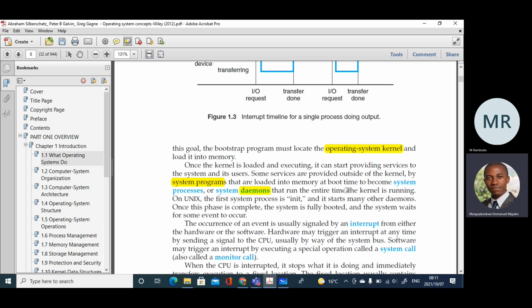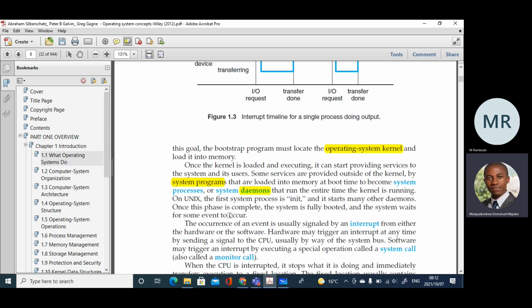So the kernel is the one that loads, I mean the bootstrap loads the program in memory, starting with the kernel. The kernel executes, and by executing, calls the other system programs, and these system programs become processes and or daemons, and they run for the entire time the kernel is running.